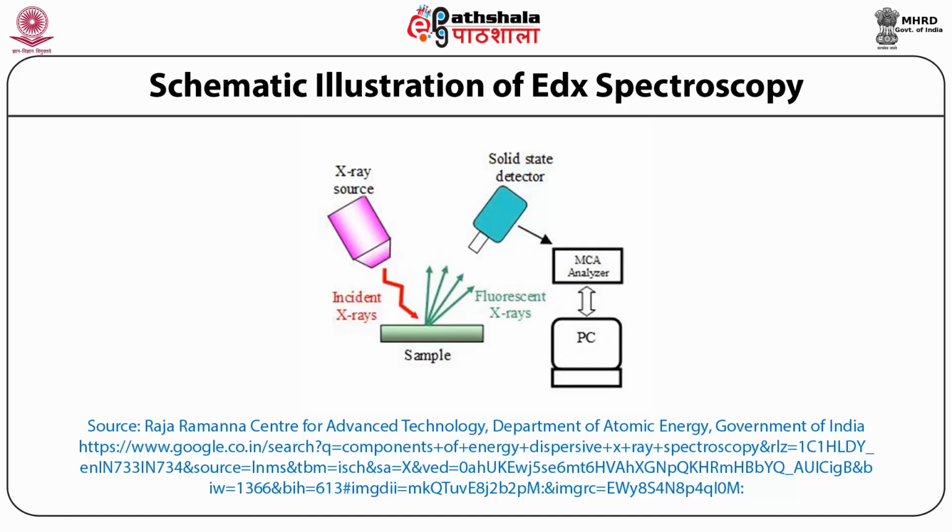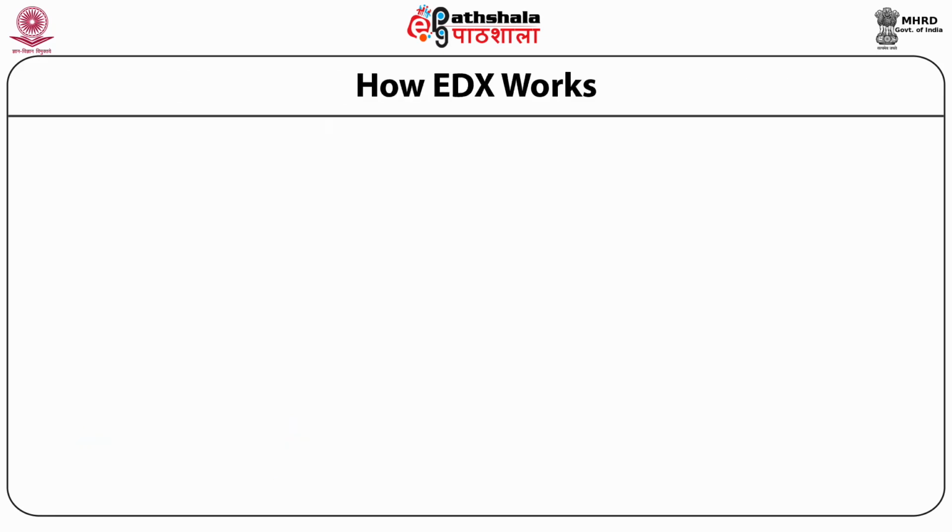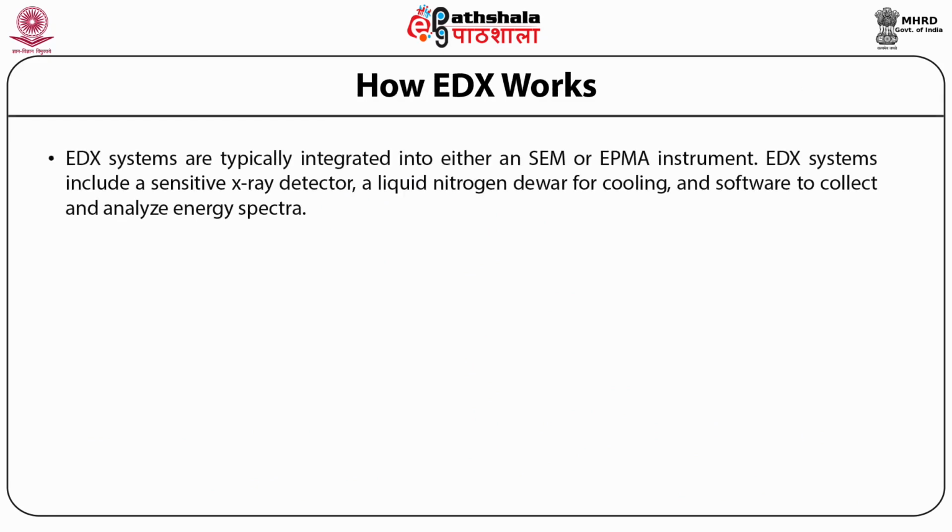EDS can be used to find the chemical composition of materials down to a spot size of a few microns and to create element composition maps over a much broader raster area. Together, these capabilities provide fundamental compositional information for a wide variety of materials. Now we will discuss how EDX works. EDS systems are typically integrated into either an SEM or EPMA instrument.